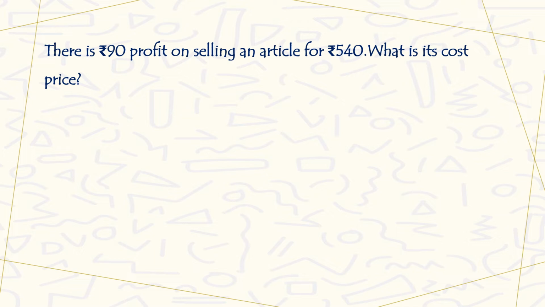There is rupees 90 profit on selling an article for rupees 540. What is its cost price? Now here the question is very simple. There is an article which the person had sold for rupees 540 and he made a profit of rupees 90. So you have to know the cost price. Okay, so it is very simple.